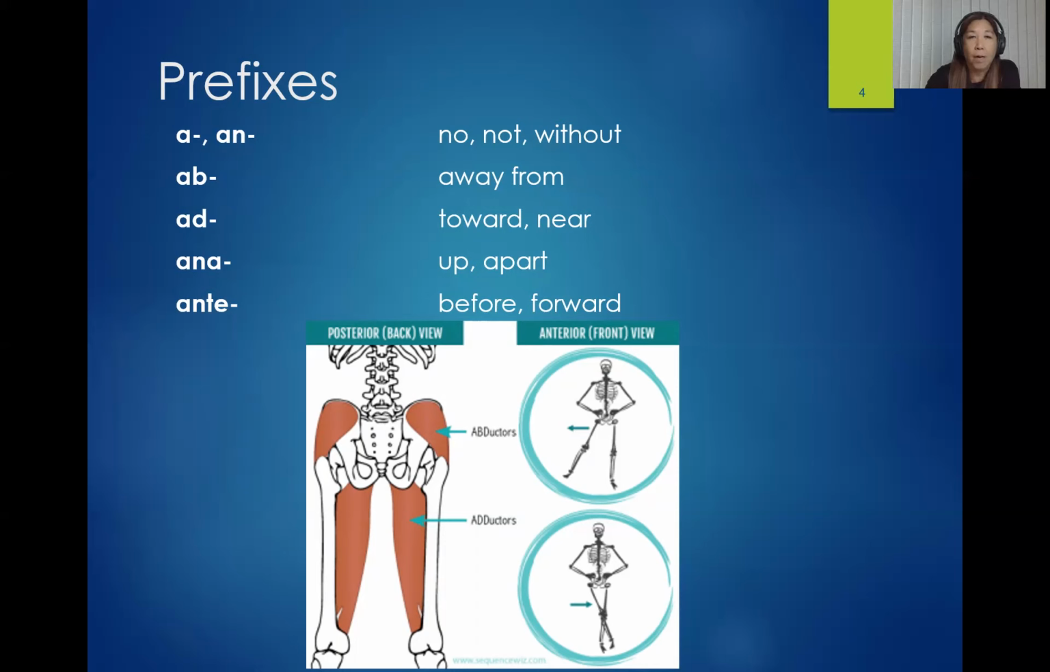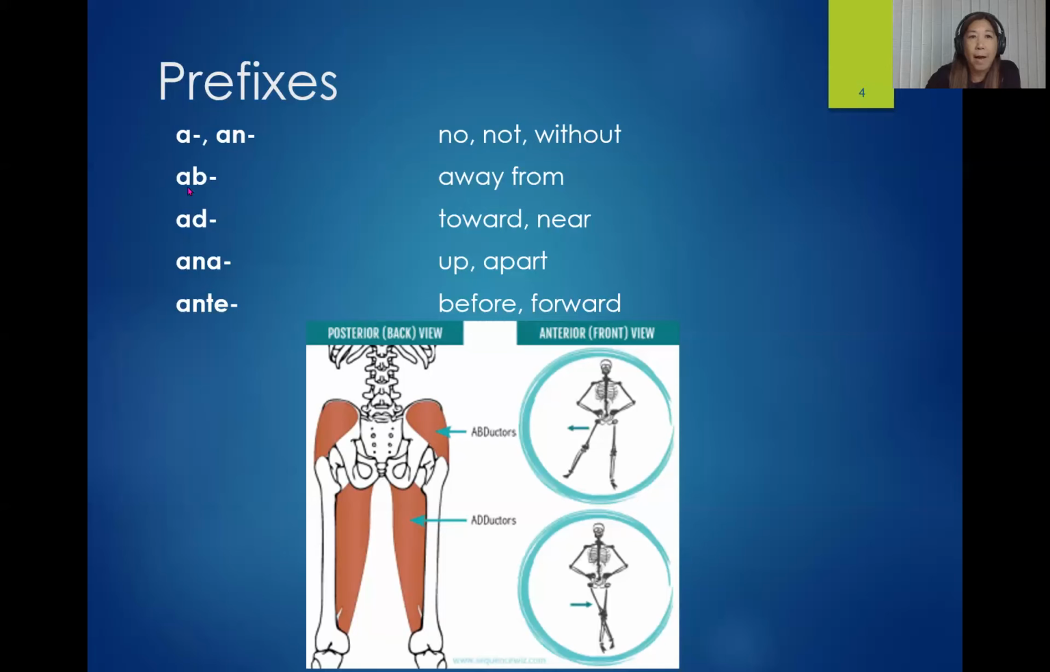Another common one is apnea. You might have heard of sleep apnea. So apnea means not able to breathe. So the a means without, and then pneu, PNEU, means either lung or breath. And so when we put the two together, apnea means without breath.